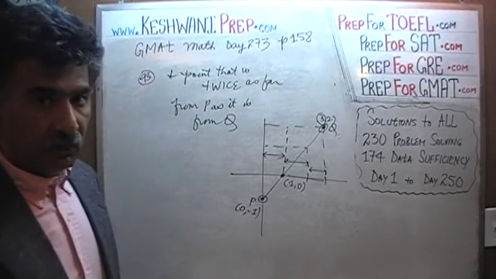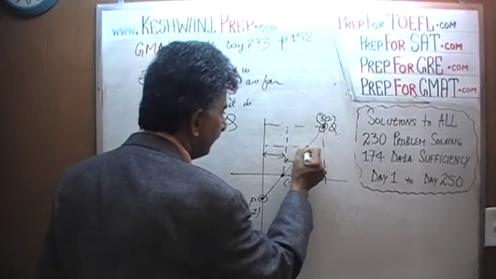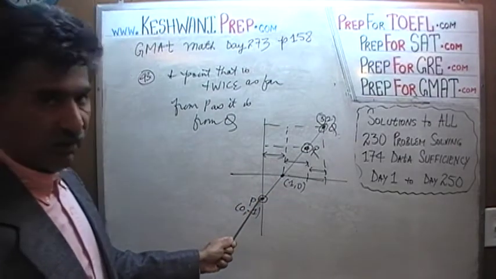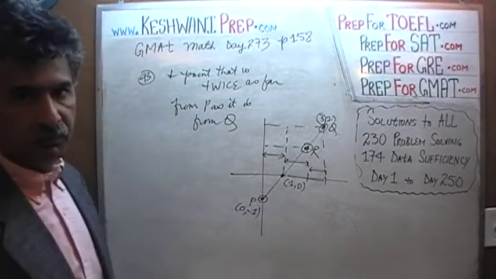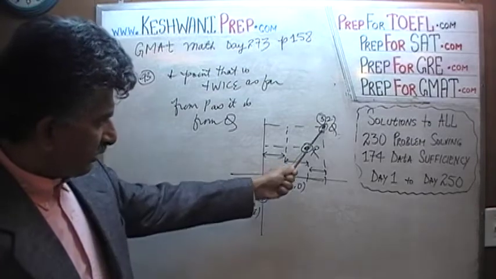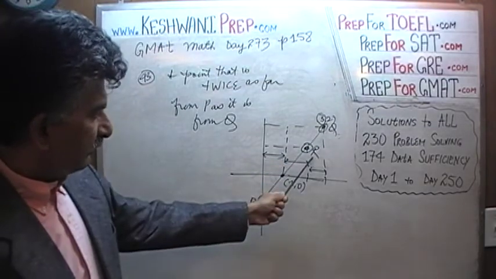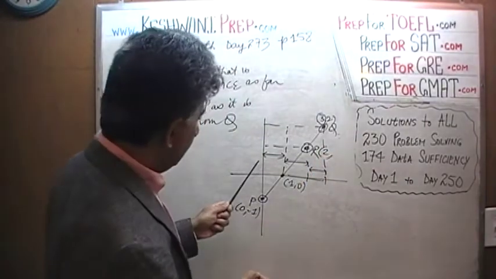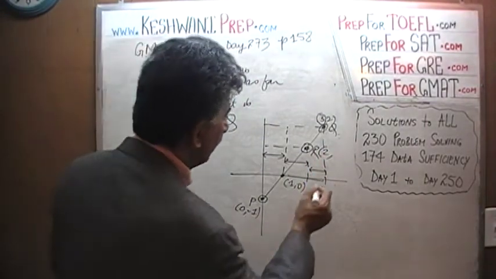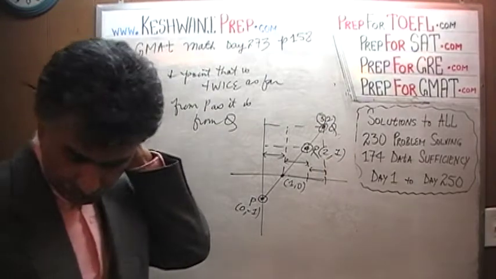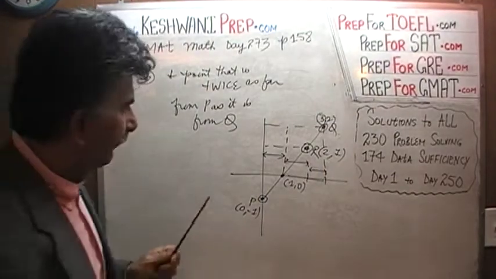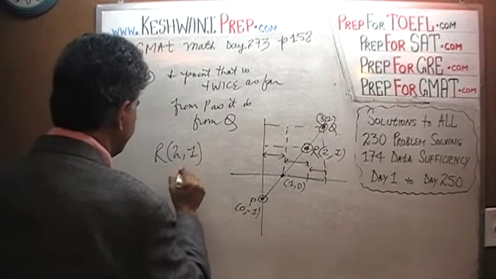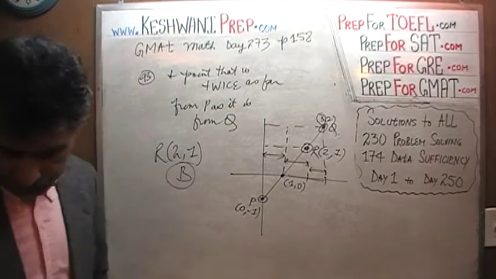So, since we want it twice as far, this point right here is this point. Let's call it R. Point R is the one that is twice as far from P as it is from Q, if you measure along this line. And the coordinates of point R are going to be 2 for the x coordinate, and the y coordinate is going to be 1. 2, 1. So we're looking for 2, 1. That's answer choice B.